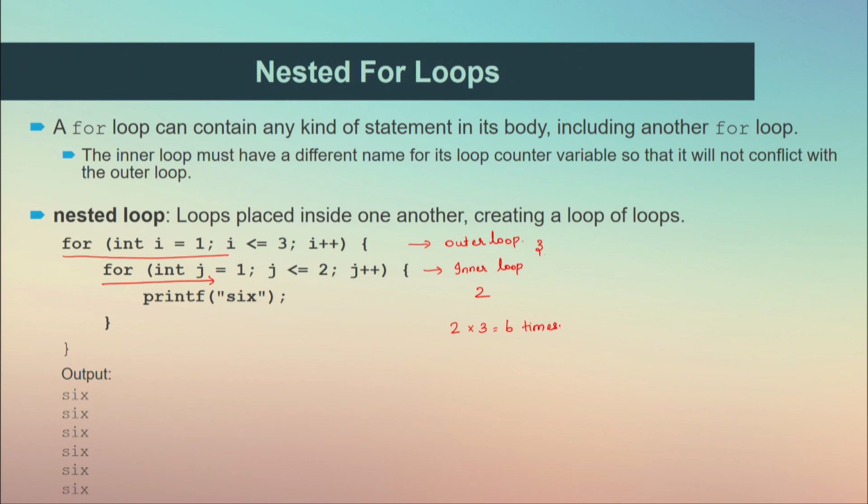So, we can see that the output is displayed 6 times. Yes. So, this is one more example which helps us clearly understand how the inner loop is executed, and how the outer loop gets executed once the inner loop completes its iterations.